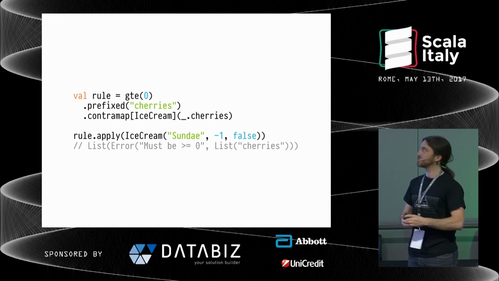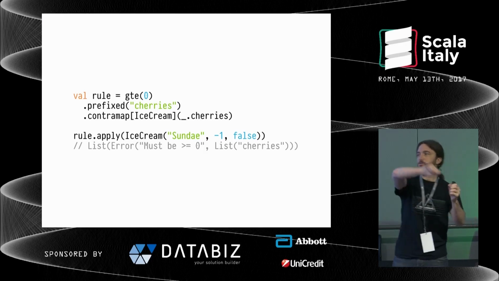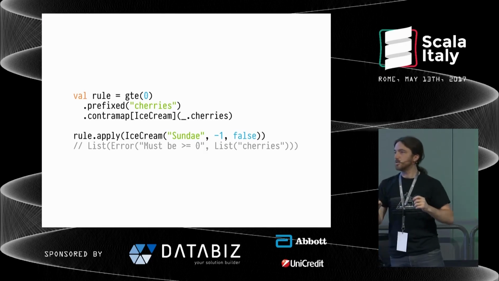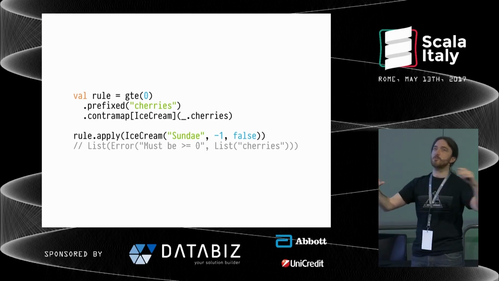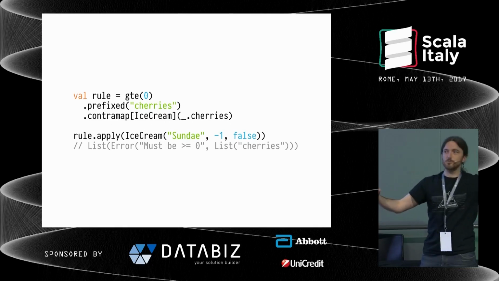So with a map, you start off with an option of an A, and you map a function from A to B, and you get an option of a B. With the contramap, you start with a rule to check an integer, and you put a function from ice cream to integer, and you get back a rule that will check the ice cream.